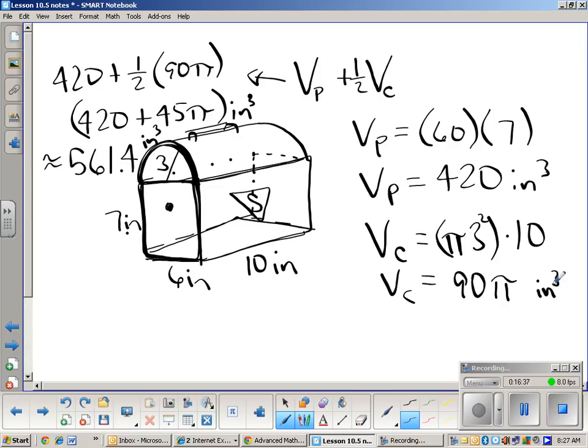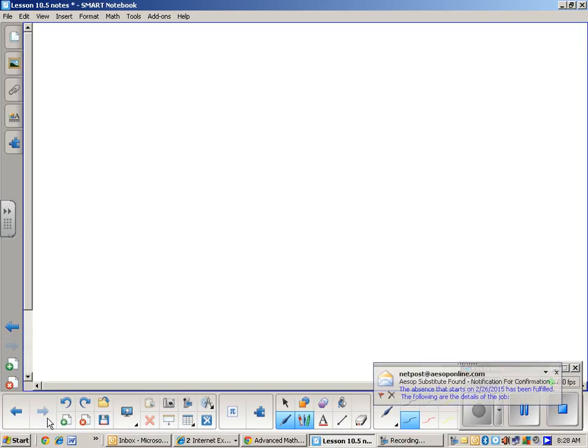Any questions on that example? Are they all that long? Well, they don't all have two parts to them, but sometimes it'll be harder to find the area of the base. Okay? All right, I think that's all the examples I had for you.